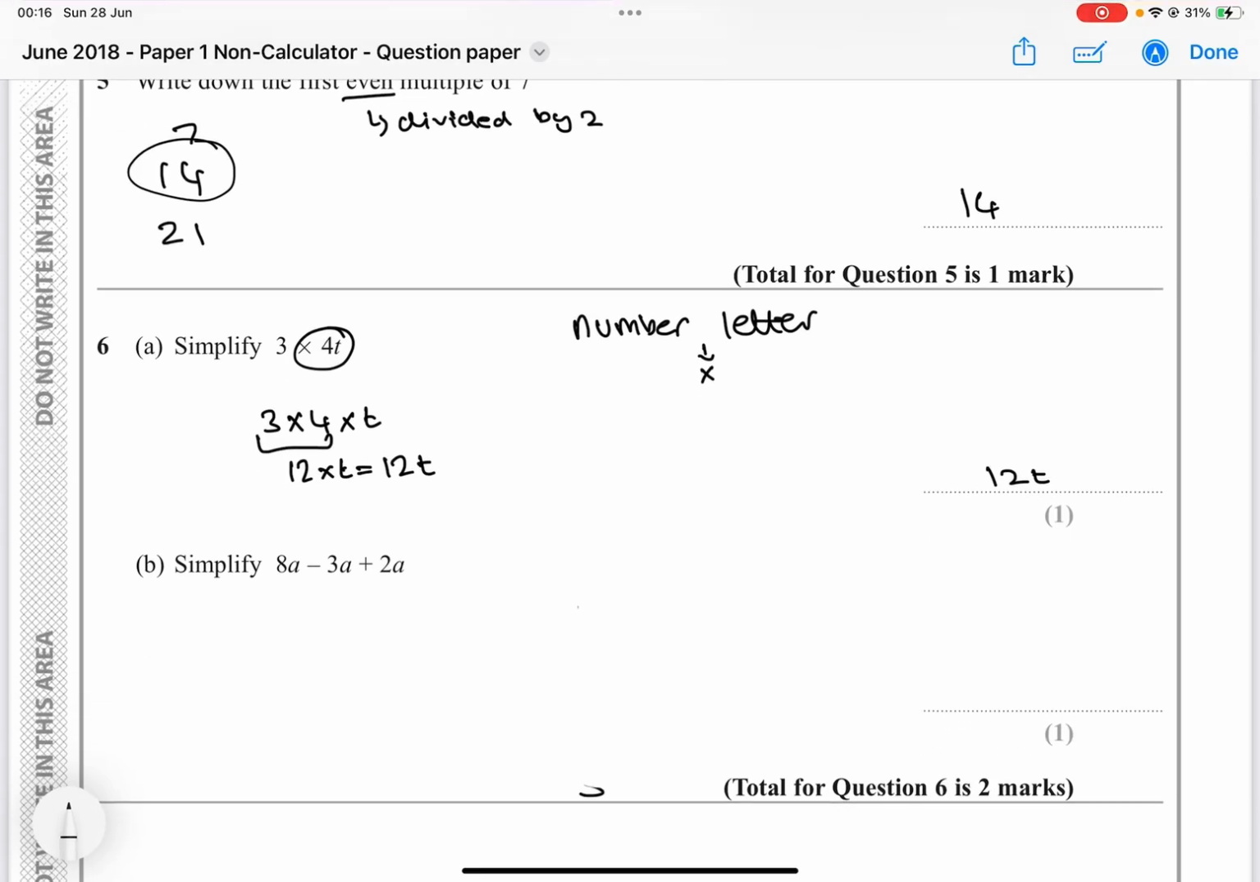B says simplify 8a minus 3a plus 2a. So this is basically just collecting like terms, but there is no other term other than a. So all we need to do is basically just do 8a minus 3a plus 2a, and our answer will also be in terms of a as well, or it will be a. So 8 minus 3 is 5, plus 2 is 7, so we have 7a.